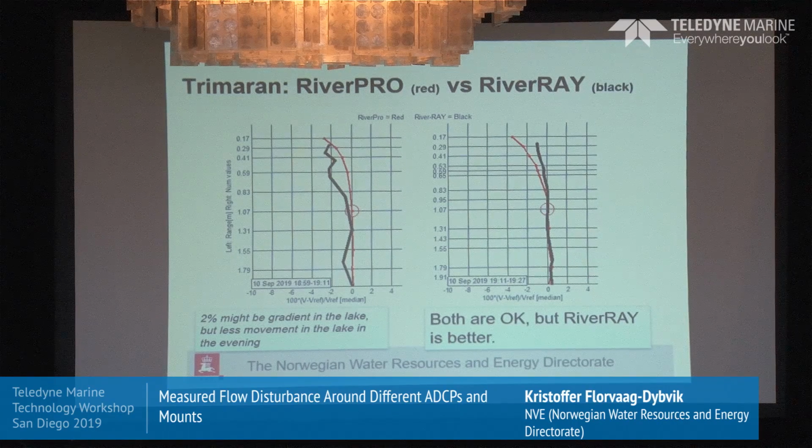So if we compare these two instruments in the same trimaran, we can see with some doubt that the River Ray is slightly better than the River Pro, meaning that it has less flow disturbance. The only difference here is that the River Ray, of course, is this phased array with a flat surface, while the River Pro has this 30 degree angle on it. But it's not conclusive. This indicates, I'd say at best, that the River Ray is slightly better. But both are okay.